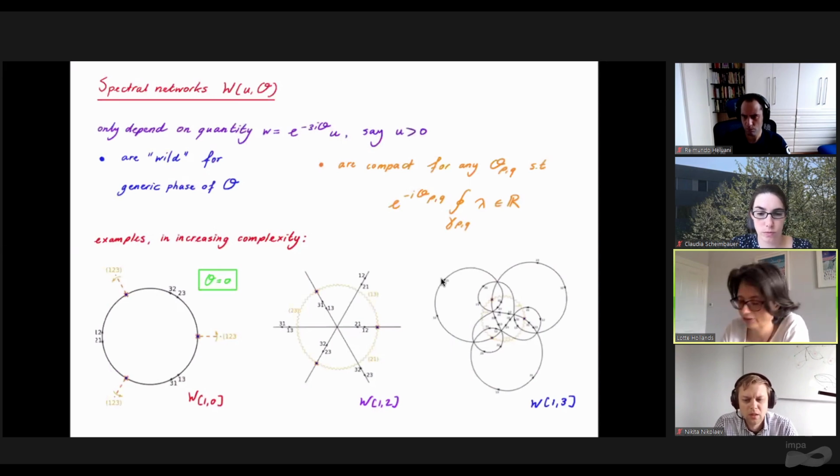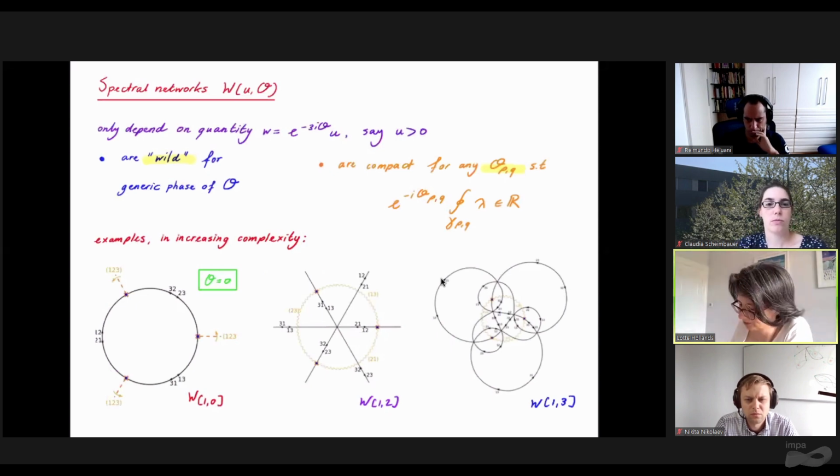In particular, if theta is generic, then you find that these networks are wild. That is, they are dense, at least in a region of C. And then there are special phases which are labeled by integers P and Q, which are co-prime. For these special phases, you'll find that the network is compact, just like this Fenchel-Nielsen network W that we encountered before. So all of the trajectories are really double trajectories.